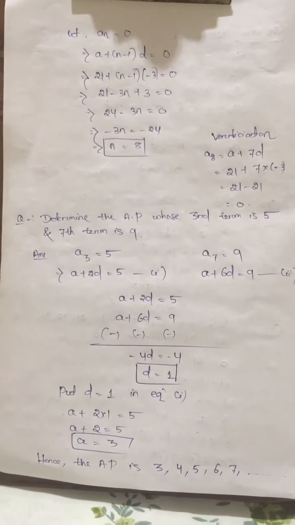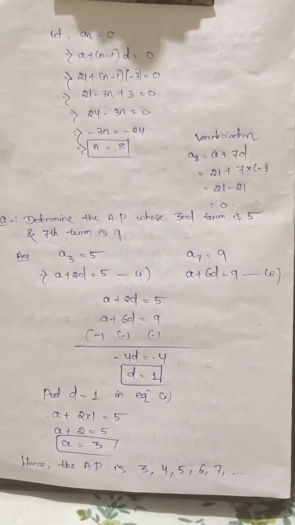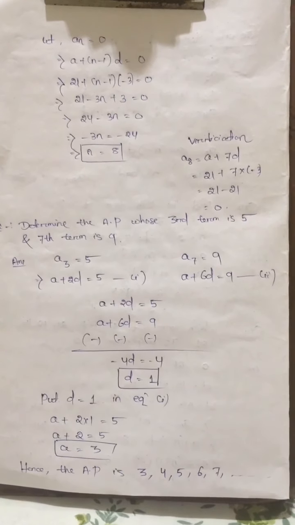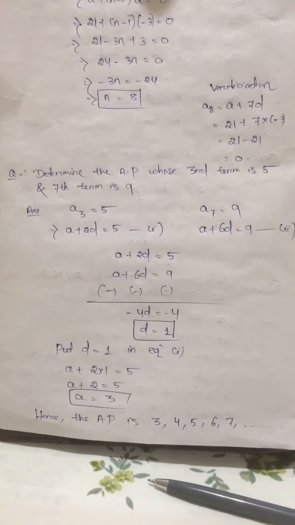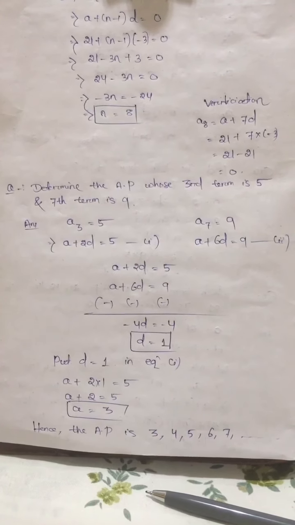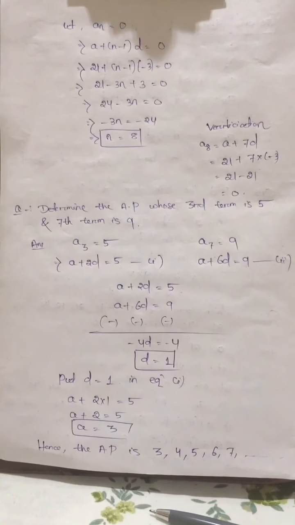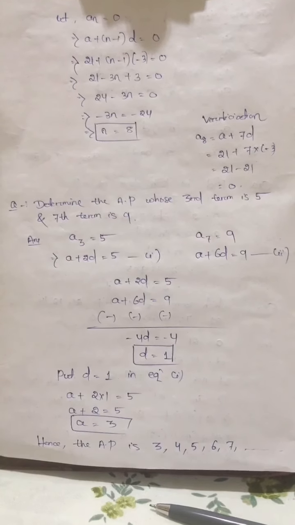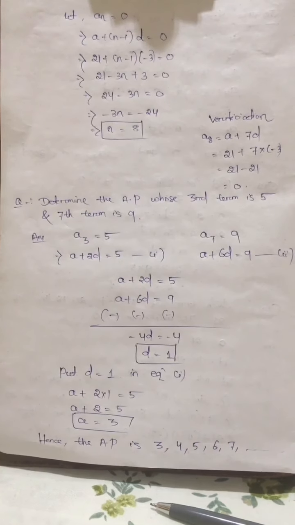So remember, whenever it asks which term of the AP will be some value, take that value as an, equal to 0 or minus 81, whatever the question asks. So the next part asks: determine the AP whose third term is 5 and seventh term is 9. Here we have to determine the AP, which means we have to write down the numbers which form an AP whose third term is 5 and seventh term is 9.